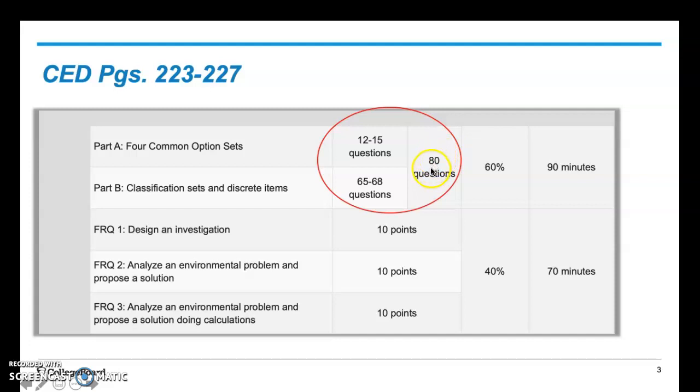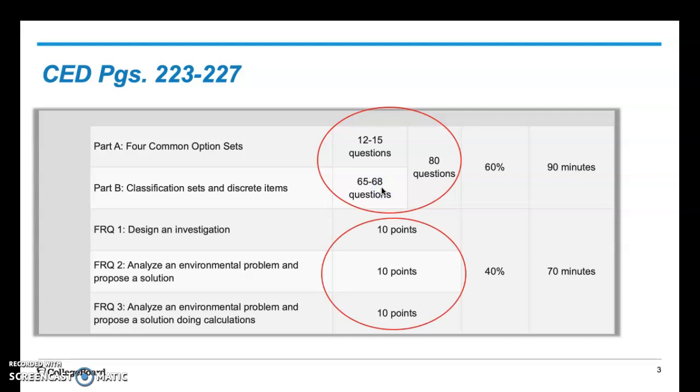So we know that the same amount of time with fewer questions means that students are going to be asked to do some of those higher level skills within the science practices. The multiple choice is divided into two parts: question sets and discrete items. The question sets are where there is a prompt or a stimulus, and then there is a set of three questions that all pertain to that prompt or stimulus.